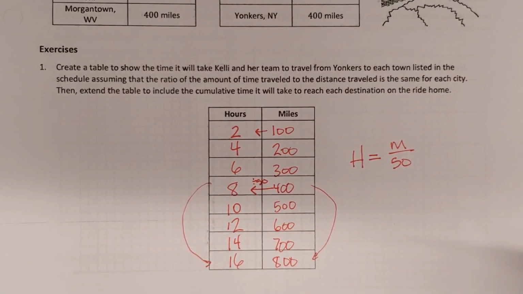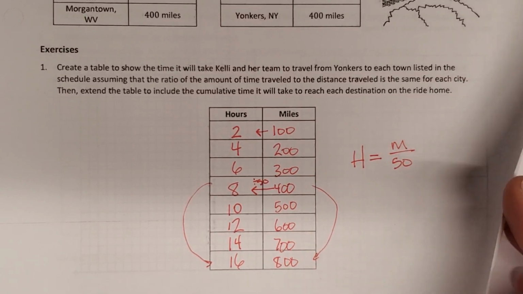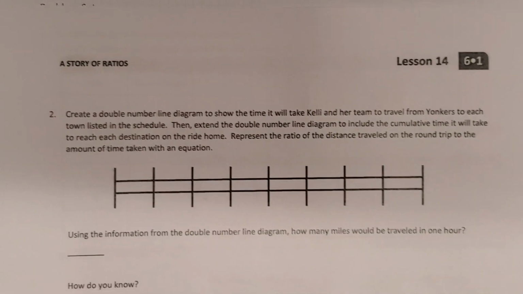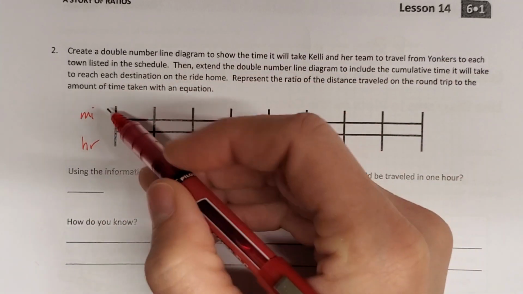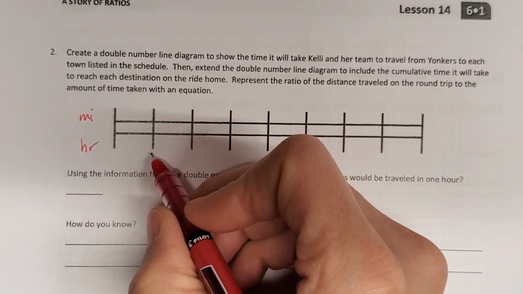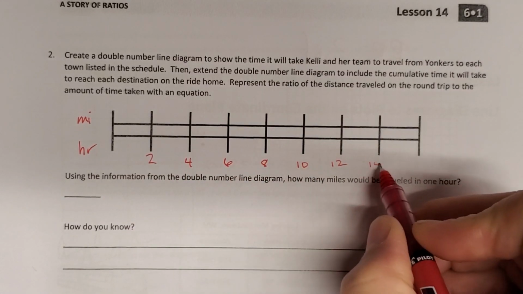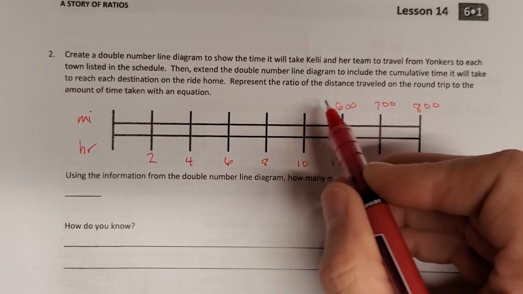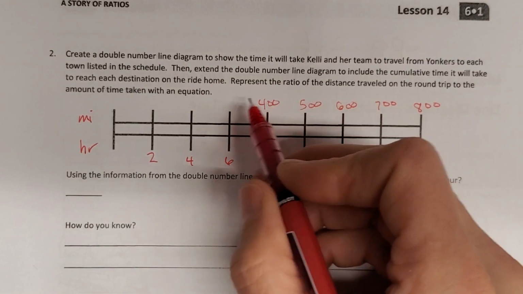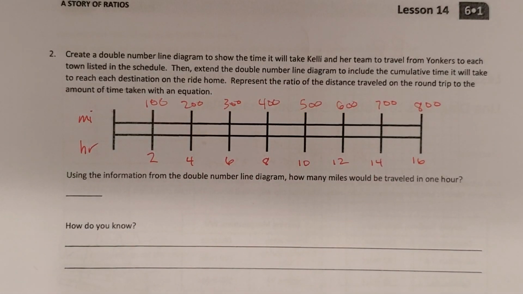Okay. Could we put that on a tape diagram? Not a tape diagram, excuse me. A double line diagram. Sure. We're going to do it on the next page, so take a quick mental picture of that. And we'll put it here. Miles, hours. Let's see. Number of hours were 2, 4, 6, 8, 10, 12, 14, 16. And then the miles went by 100. This is just proving that you know how to represent information in several ways.